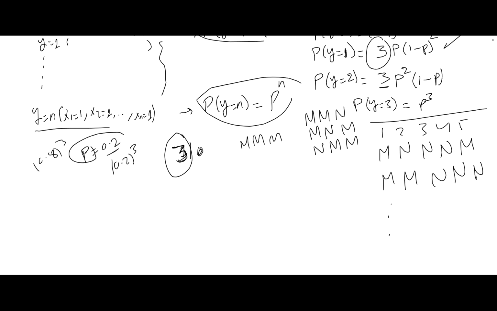Okay. Because of that, we have a symbolic mathematical representation. It is called the binomial representation, the binomial distribution, for this one.